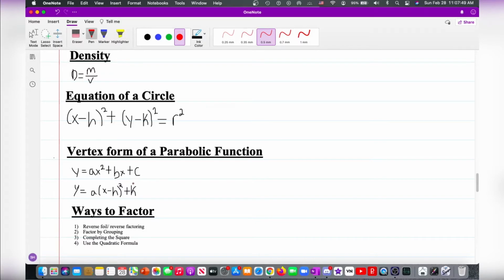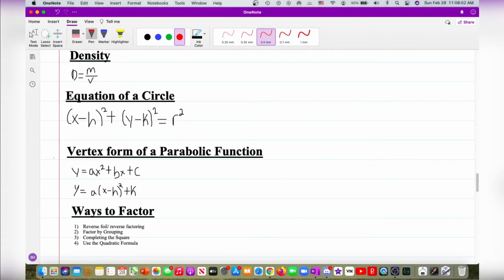Okay, vertex form of a parabolic function. So you have y equals ax squared plus bx plus c. This is the one that's more common. But then you also have this one: y equals a times (x minus h) squared plus k. Again, it's the same as this, except this one's just factored out.